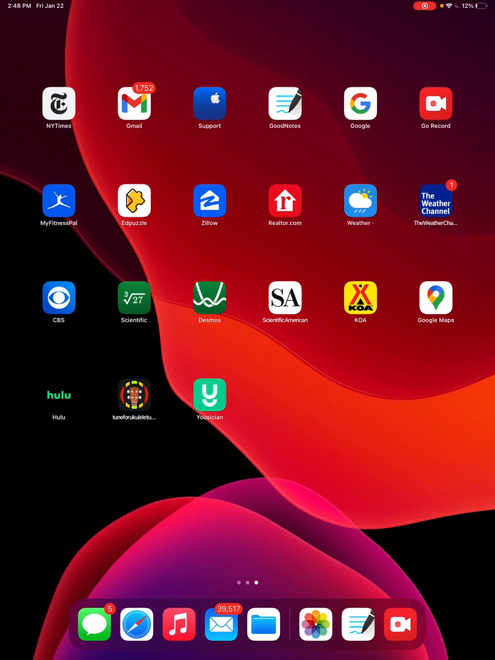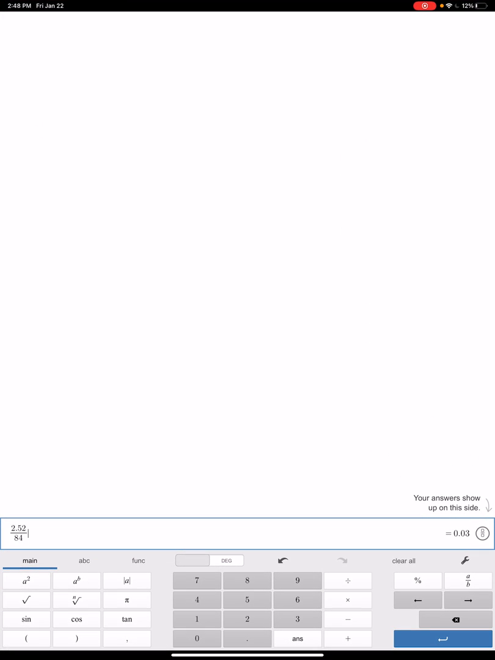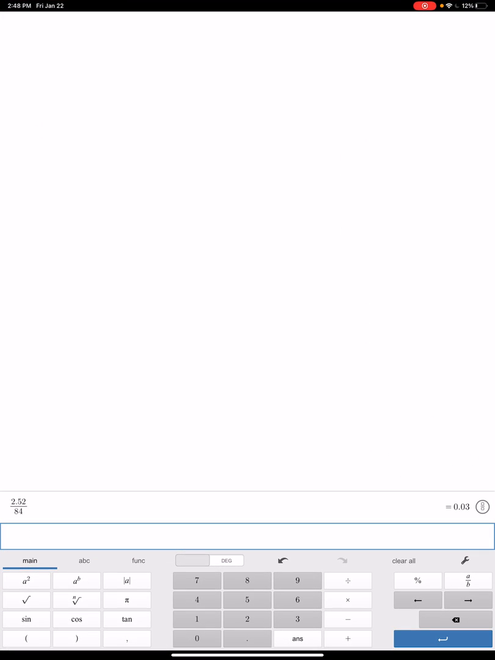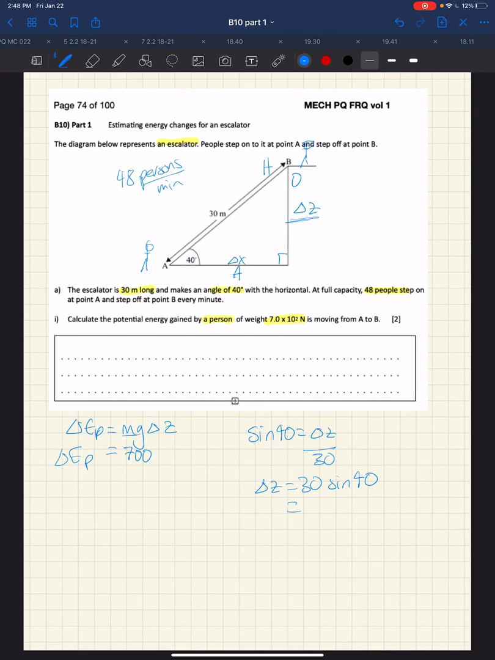Using our calculator, we have 30 times the sine of 40, which is 19.283. That's delta z. Now we put that up here, we want to make sure it makes sense. We have 30 meters, so delta z must be less than 30, and it is.